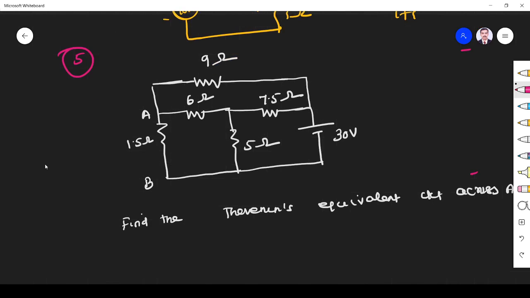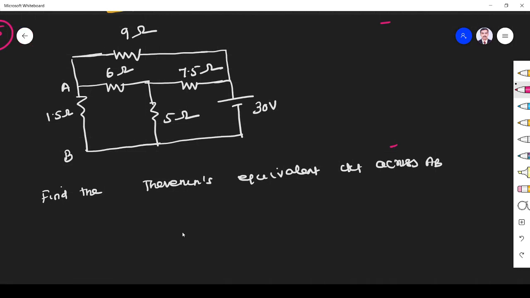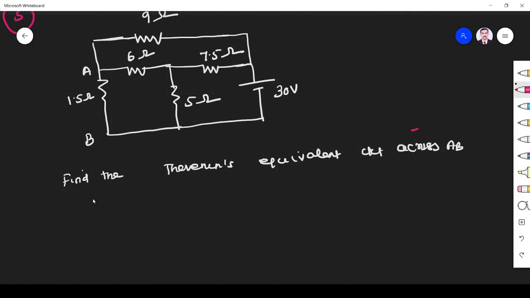And the next problem is to find the Thevenin's equivalent circuit across AB. So this is another simple problem. Let us see. First, as usual, we find the open circuit voltage, or Thevenin's voltage. Thevenin's voltage is nothing but the open circuit voltage. So first we have to open it. This is 9 ohm. The voltage is across AB, so this only acts as a load. So open it. I have to find it.